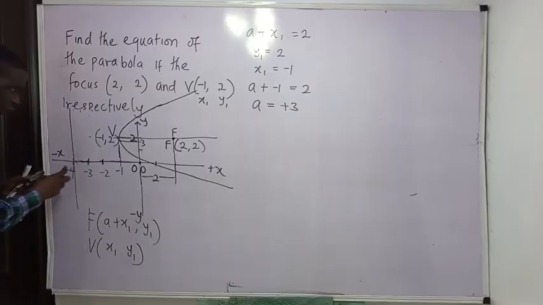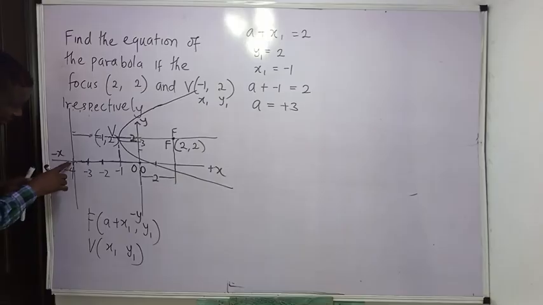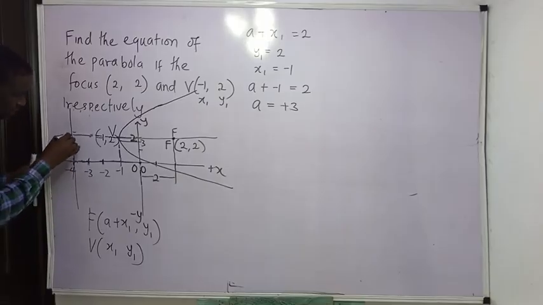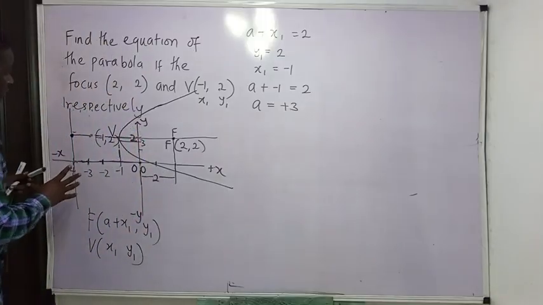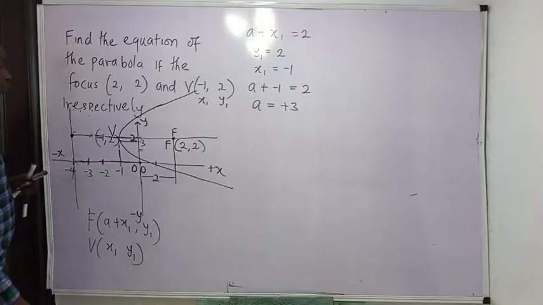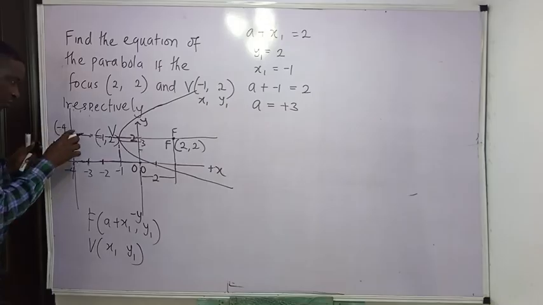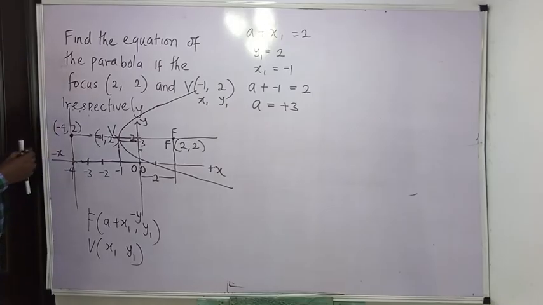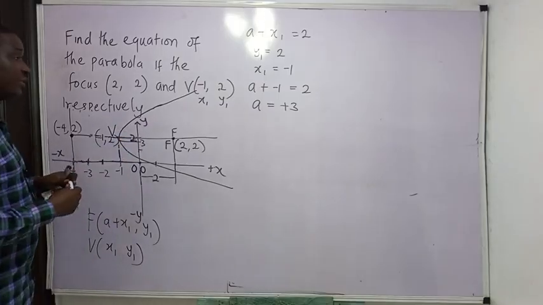Then this one will be what? If you trace this one backward, the line of this coordinate here, the directrix will also be somewhere here. Now, how do you find the coordinate of the directrix? The directrix is always opposite the focus. So the directrix should be somewhere here, minus 4, comma 2. That's where the directrix will be, because the directrix is opposite the focus.